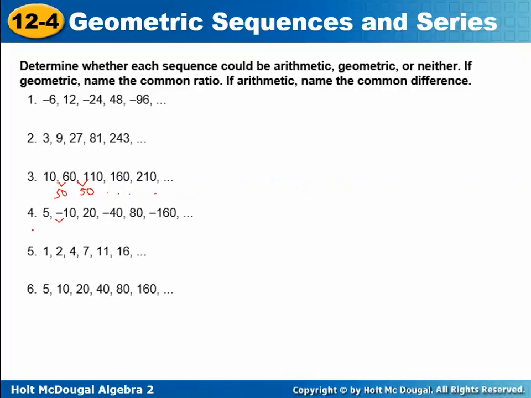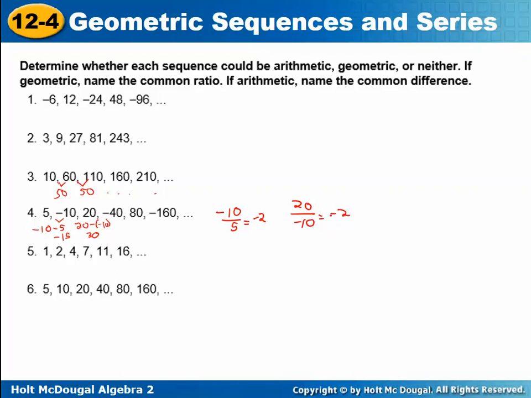Let's try number 4. Common difference. So that means take negative 10 minus 5. That's negative 15. Then I take 20 minus negative 10. That's the same as 20 plus 10, which is 30. I don't have common differences. So I'm going to move on to ratios. So the ratio would mean I would take the second term and divide it by the first term. That's negative 2.